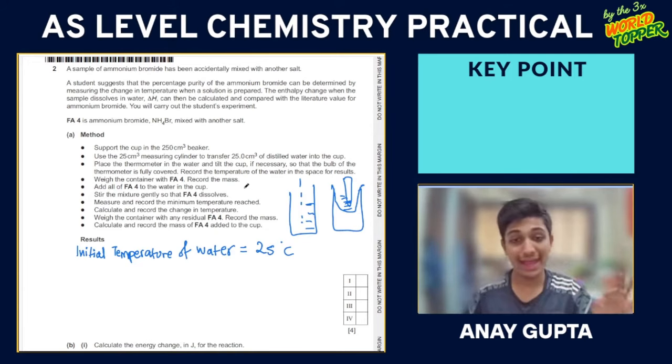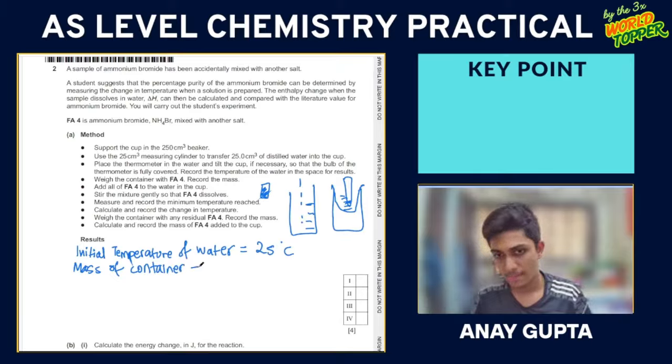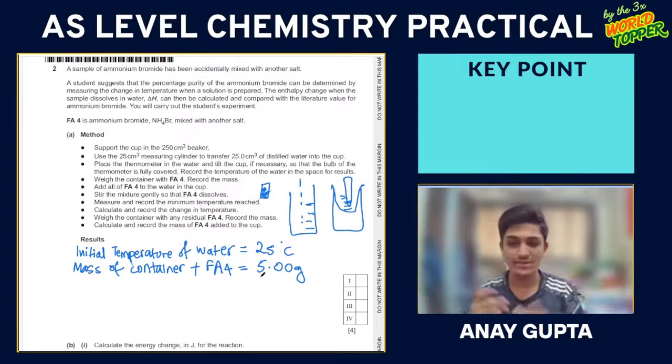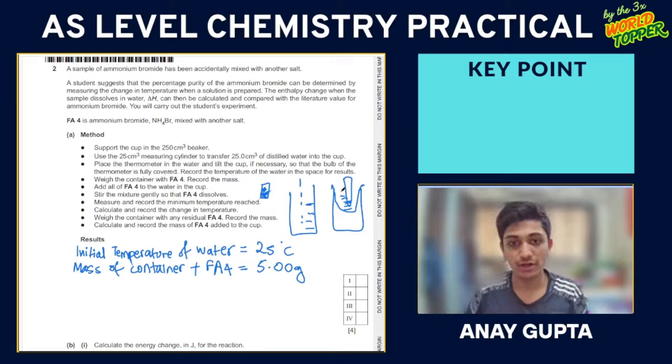Weigh the container with FA4. Record the mass. So now I have a separate container that was provided to me, and in that there was some FA4 solid. So I say mass of container plus FA4. So let's say that that is 5 grams, just a hypothetical example. So 5.00 grams, again to the least count of the weighing scale. Then add all of FA4 to water in that cup. So I transfer my FA4 here, stir the mixture gently so that the FA4 dissolves, measure and record the minimum temperature reached. So what do we do?